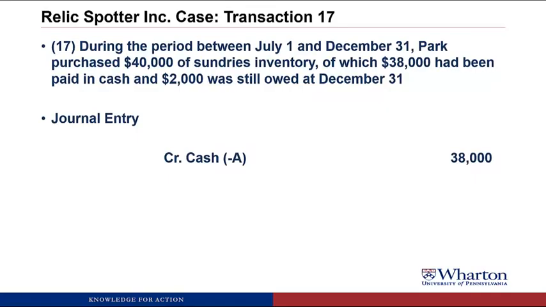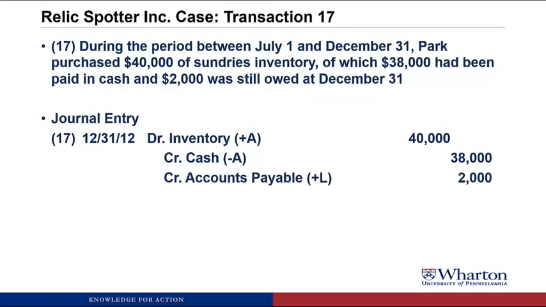We're receiving inventory. Inventory is an asset. Assets go up with debits. So we debit inventory for $40,000 to recognize the inventory that we've received. So we're still missing one part of this, and that's the $2,000 that we still owe at December 31. If you remember from a prior video, when we owe money to a supplier based on getting shipments of inventory, we call it accounts payable, which is a liability. We make a liability go up with a credit, so credit accounts payable $2,000.